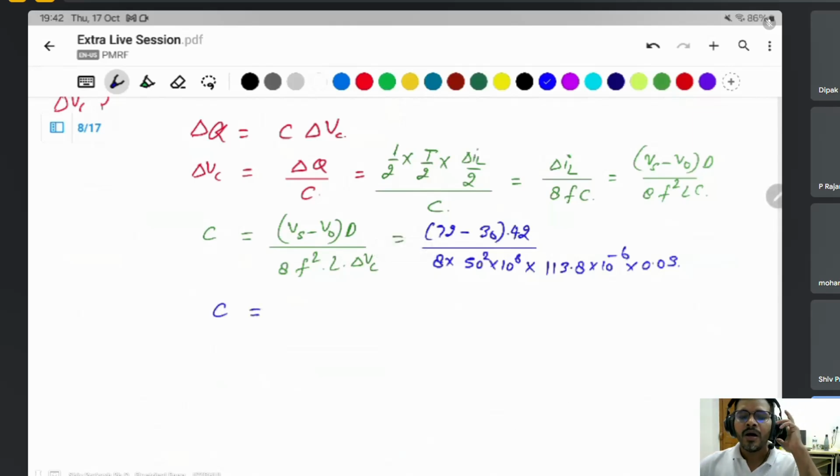Calculate the value of C. 10 to power minus 6 and 10 to power plus 6 will cancel out. 72 minus 30 into 0.42 divided by 8, divided by 50 square, divided by 113.8 divided by 0.03. This gives 2.58 microfarad.